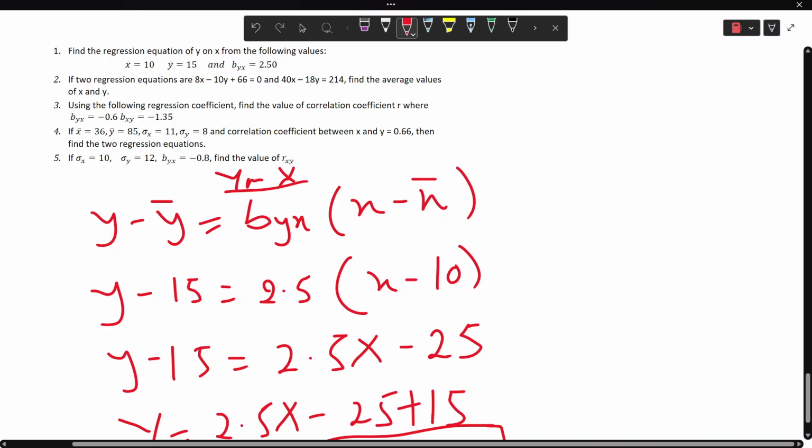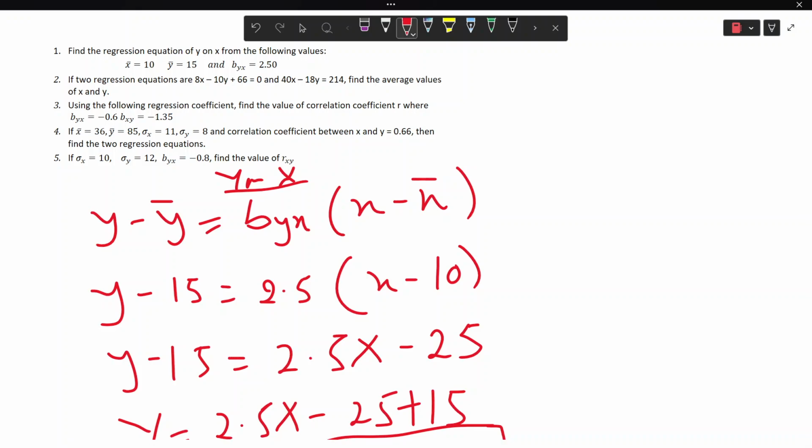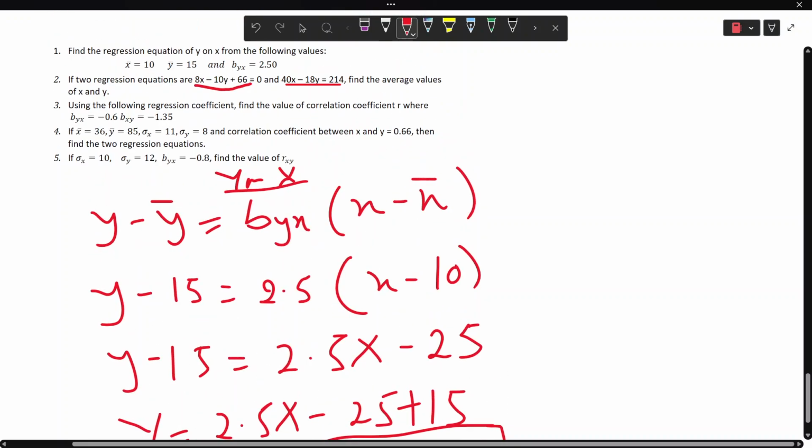Let's solve the second one. If two regression equations are 8x minus 10y plus 6 is equal to 0 and 40x plus 18y is equal to 214, find the average values of x and y.